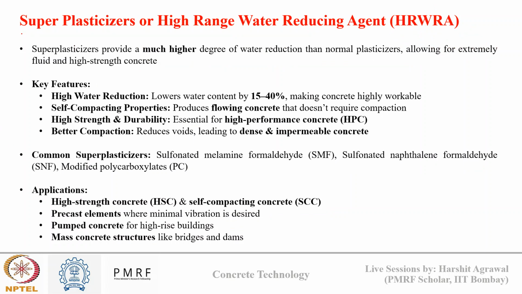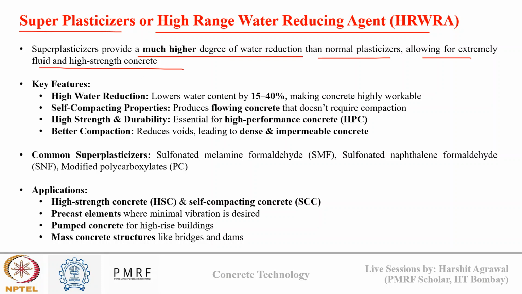Now, after plasticizers, let's look at superplasticizers, commonly known as high range water reducing admixtures. They provide a much higher degree of water reduction than normal plasticizers, and they allow extremely fluid and high strength concrete. What are the key features? Instead of the 5 to 15% reduction in water content that we saw for plasticizers, with superplasticizers we can go up to 15 to 40% reduction in water, making concrete highly workable.